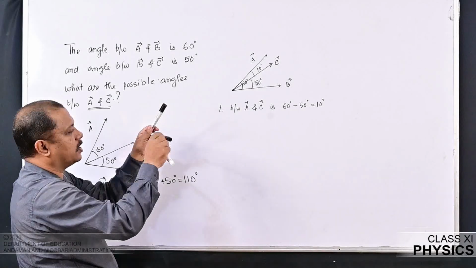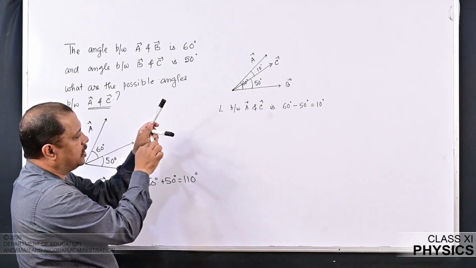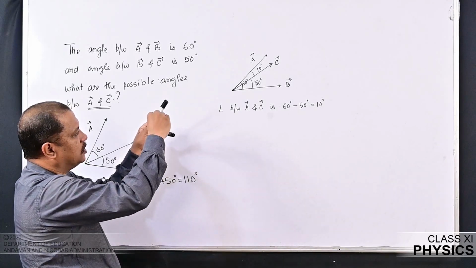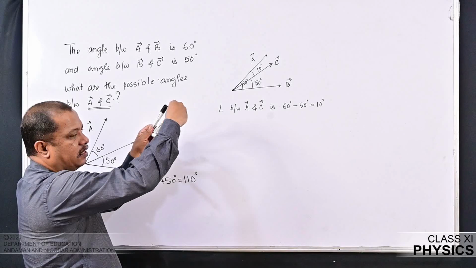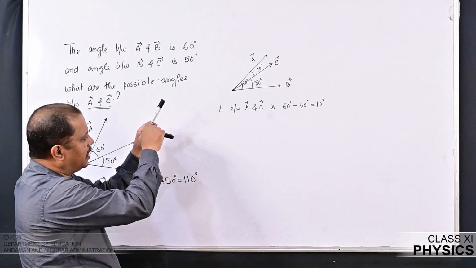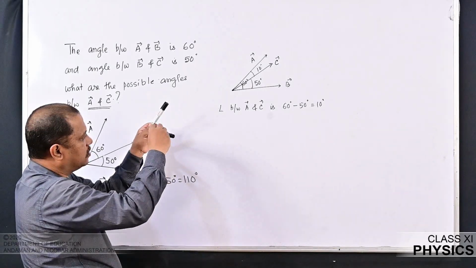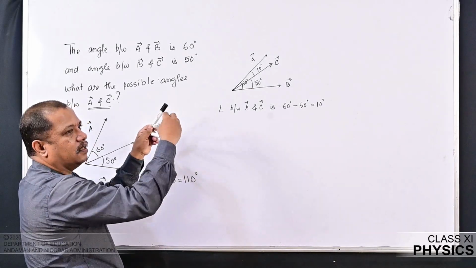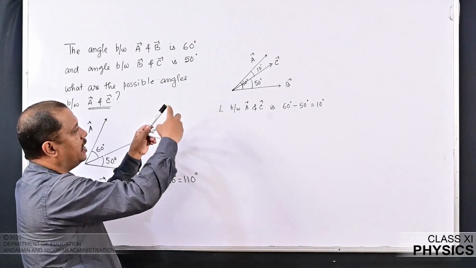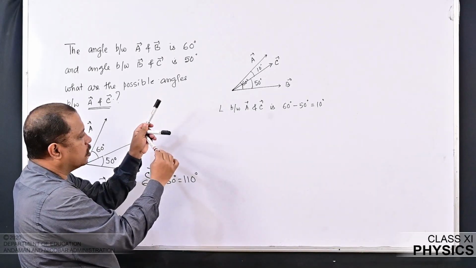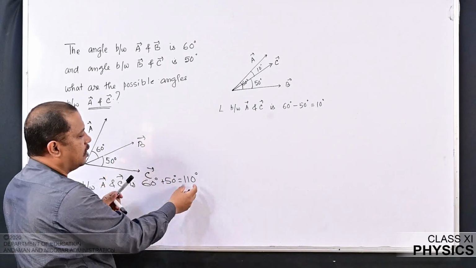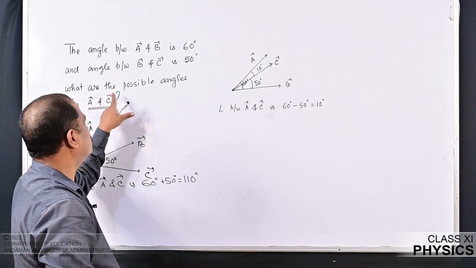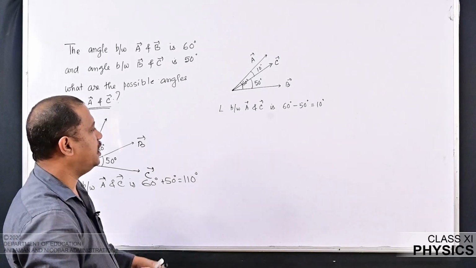This is vector A, this is vector B. C makes 50 degrees with this one. I am going to rotate C around B such that, when it comes here, it makes 10 degrees. So when I rotate from 110 degrees this way, the vector C, when it comes here, makes 110 degrees. That means the angle between vector A and C can be all possible values between 110 degrees and 10 degrees. Therefore, the question was, what are the possible angles between A and C?